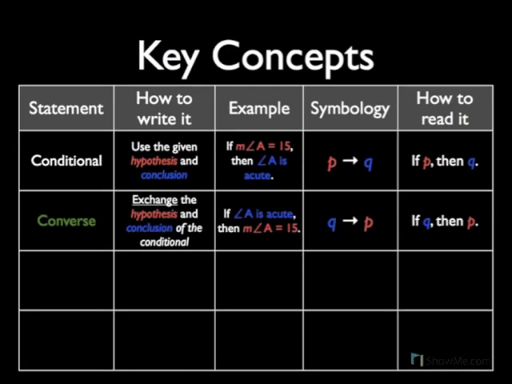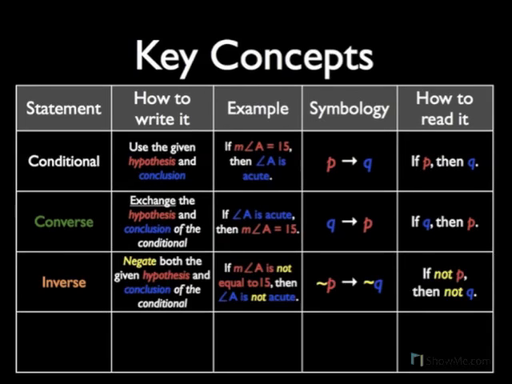The related conditional statement that is easiest to write is the converse. All that you do is exchange the hypothesis and conclusion of the original conditional. So therefore we have, if A is acute, then the measure of angle A is 15 degrees. Notice what we have done with the symbols. We have just switched around P and Q. If Q, then P.